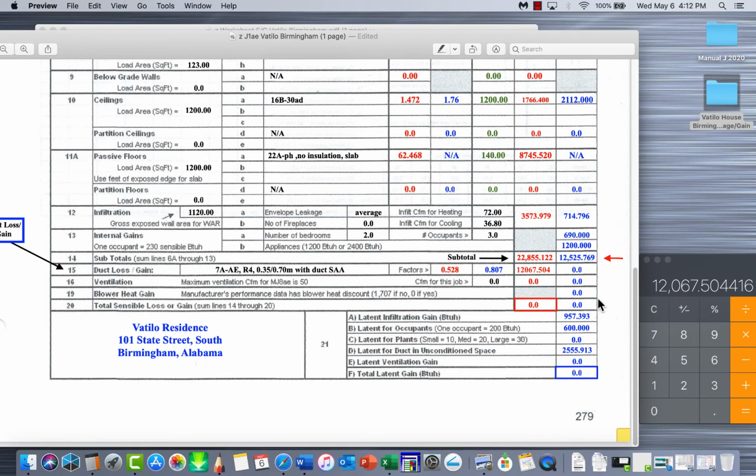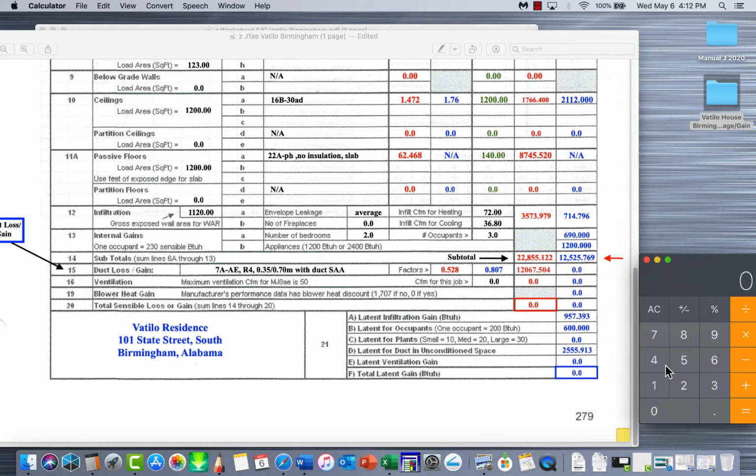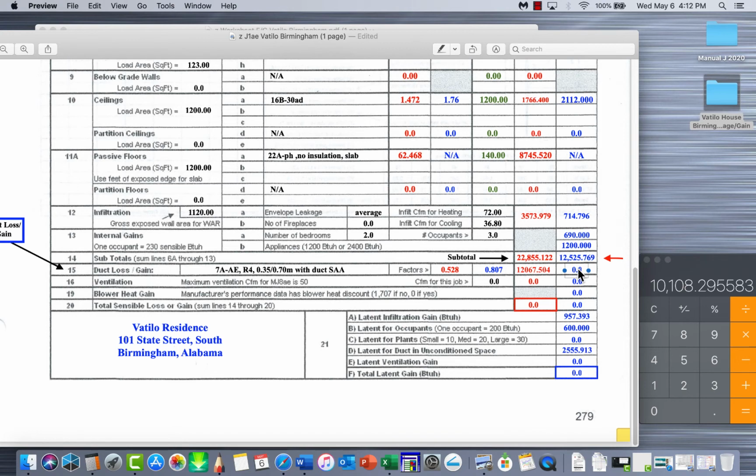Okay. And then finally, our 12,525.769 times this number right here, 0.807. And we end up with 10,108.296.